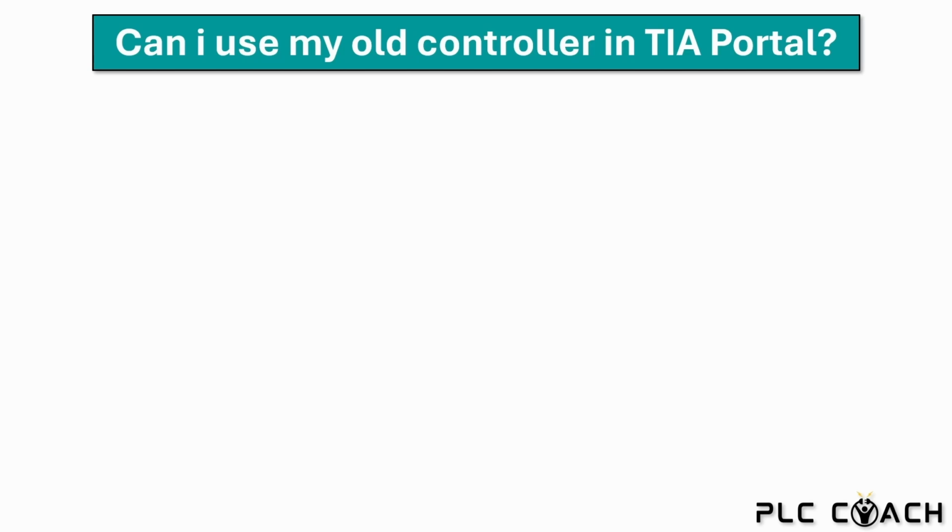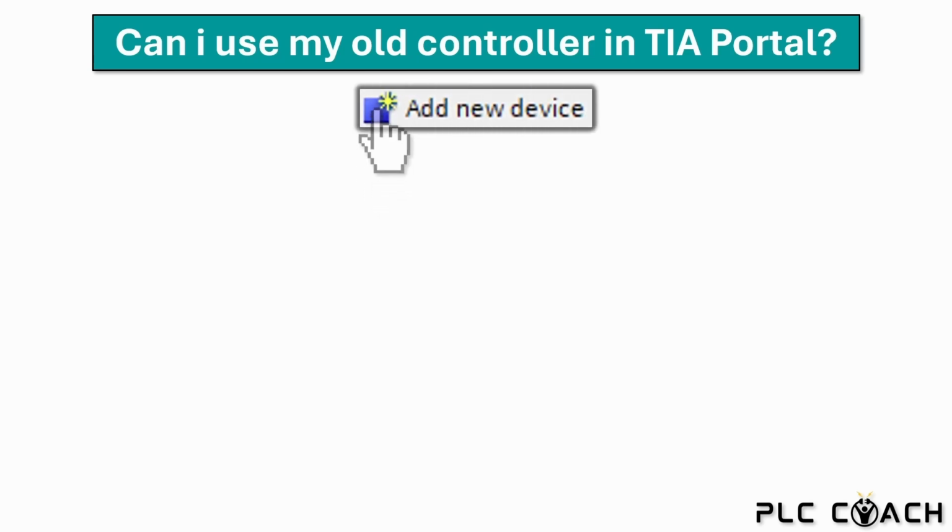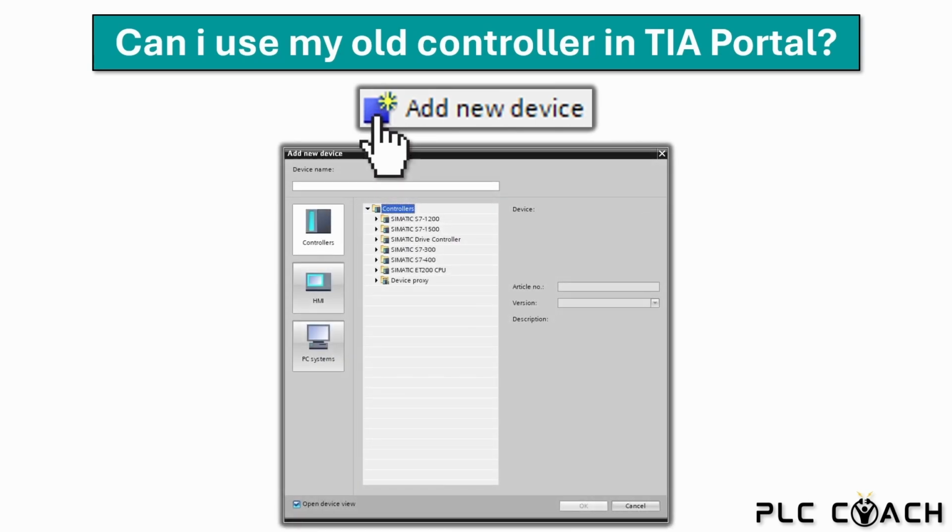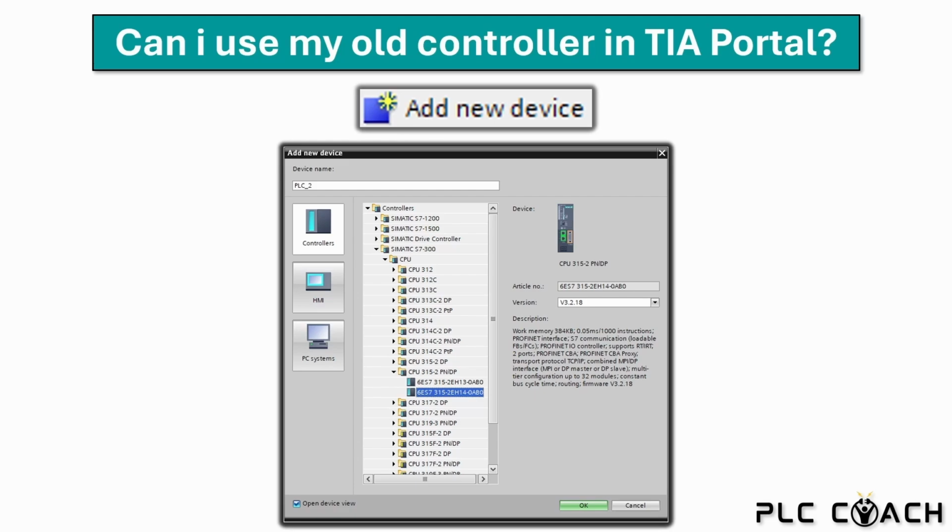If you want to know if you can use your old controller in the TI portal, I have a simple trick for you. Just open the TI portal and add a new device. Then click on Simatic S7-300 or 400. If you can find your device and firmware version, then the device is compatible with the TI portal.